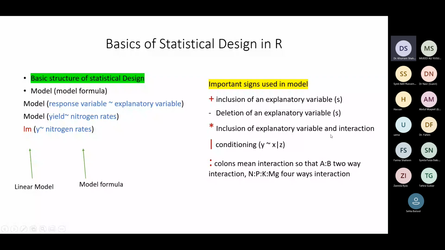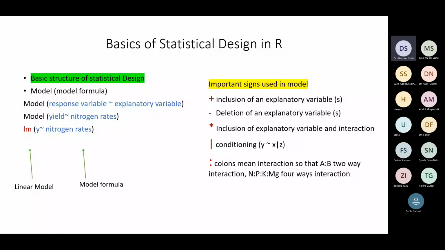And then the asterisk also shows you interaction. The plus sign includes an explanatory variable in your formula. With the minus sign, you can delete explanatory variables. And with this slash, you can condition anything. For example, if you want to condition X on the years, you can do your analysis of the first year, and then analysis of the second year. So you can give any conditions in your model formula. These are the basic signs that you will use in your statistical analysis, and many other signs are also available.